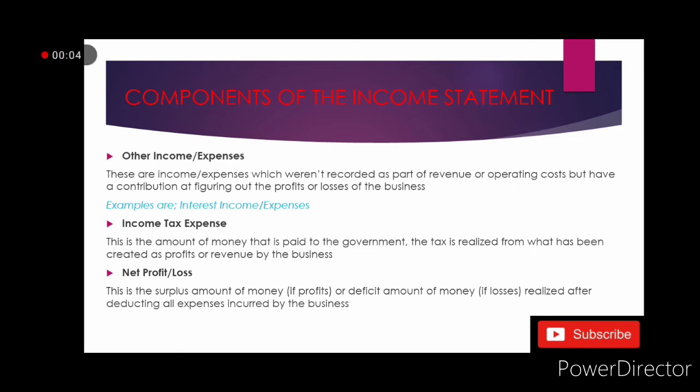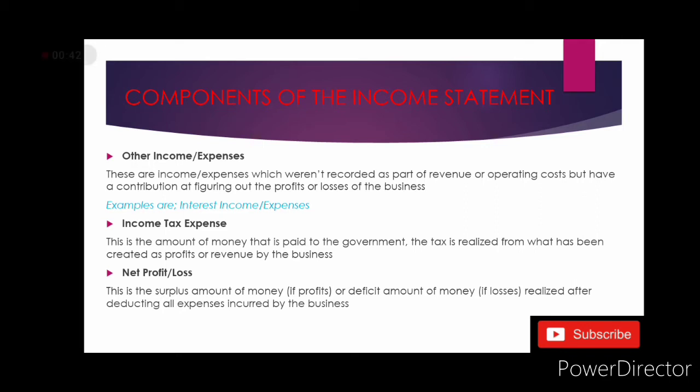Other income or expenses. These are income or expenses which weren't recorded as part of revenue or operating costs, but contribute to figuring out the profits or losses of the business. This is extra income or extra expenses that the business has incurred that have no relation to revenue, or the cost of sales put down in order to have the revenue, or the costs to run and maintain the business. So it has nothing to do with all those.